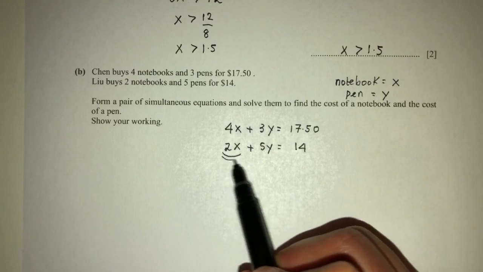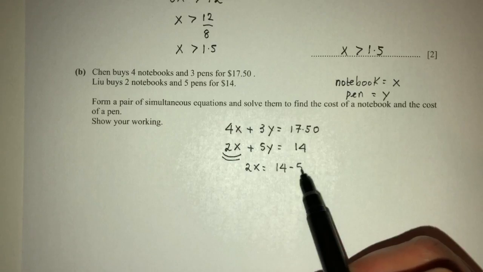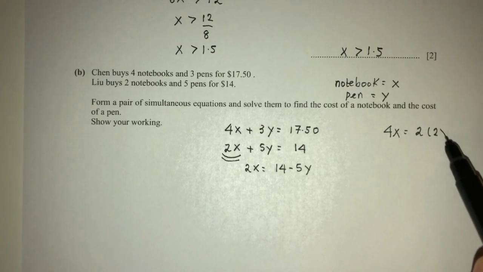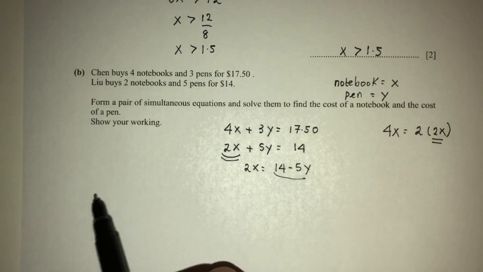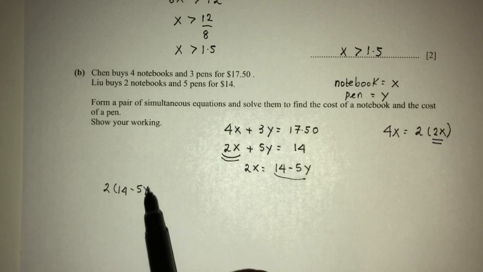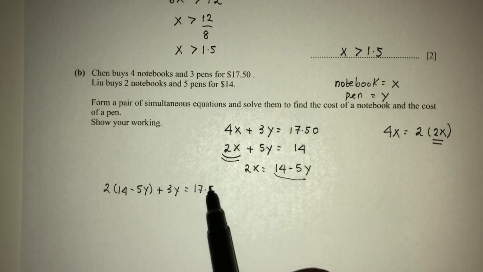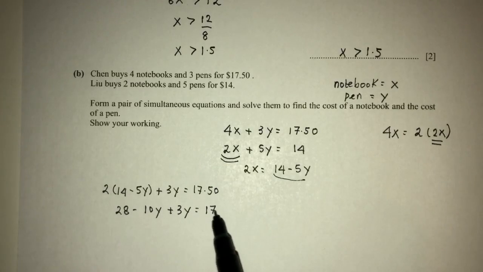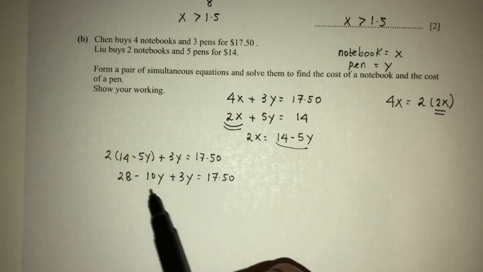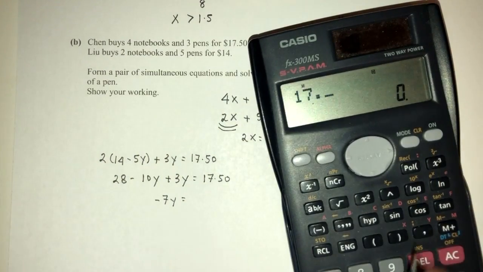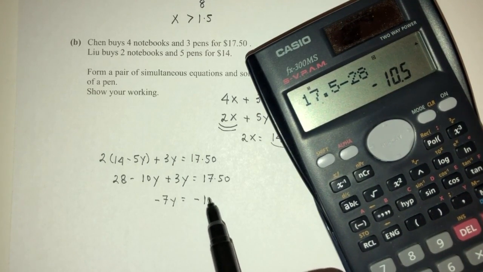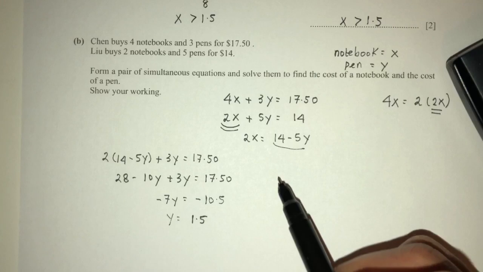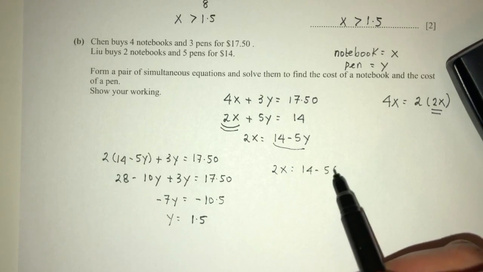So let's make 2x the subject. 2x will be 14 minus 5y. Now if you observe, 4x is 2 times 2x. So I can replace 2x by this. So you will have 2 times 2x plus 3y is 17.5. That will be 28 minus 10y plus 3y is 17.5. Now let's solve. You will have minus 7y. 17.5 minus 28, that will be minus 10.5. Y will be divided by minus 7, that will be 1.5. That is y. Now 2x will be 14 minus 5 times this.